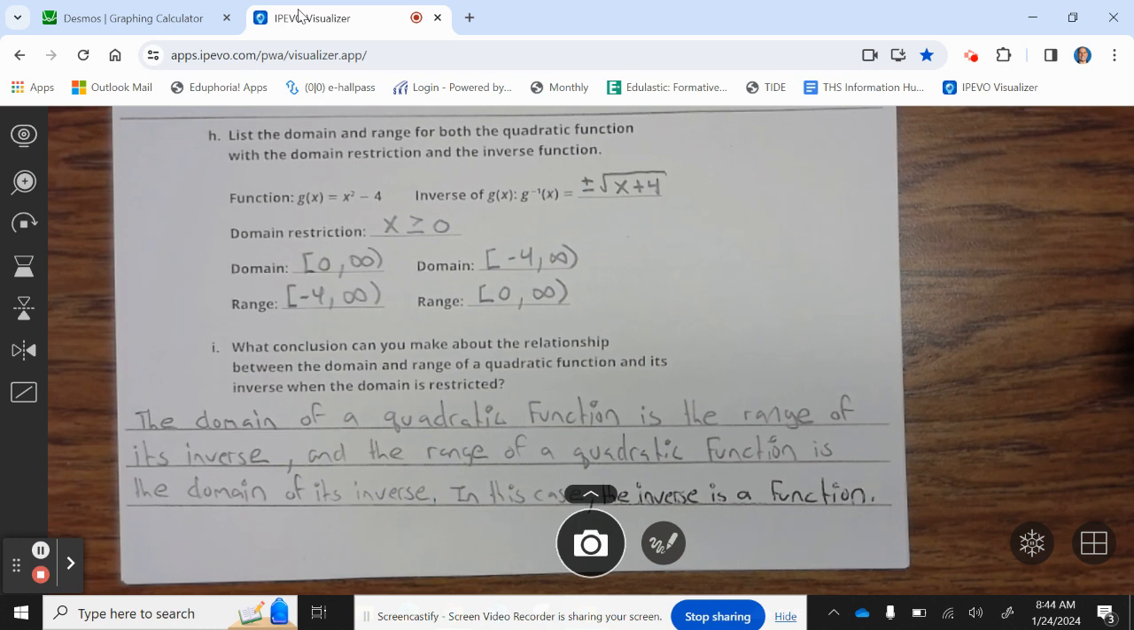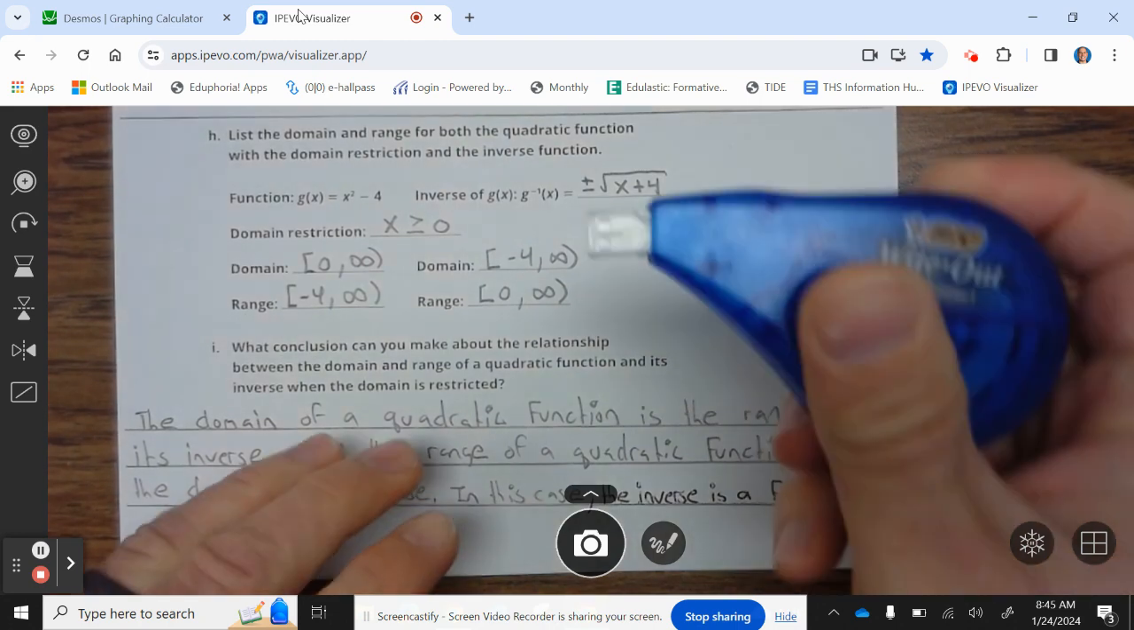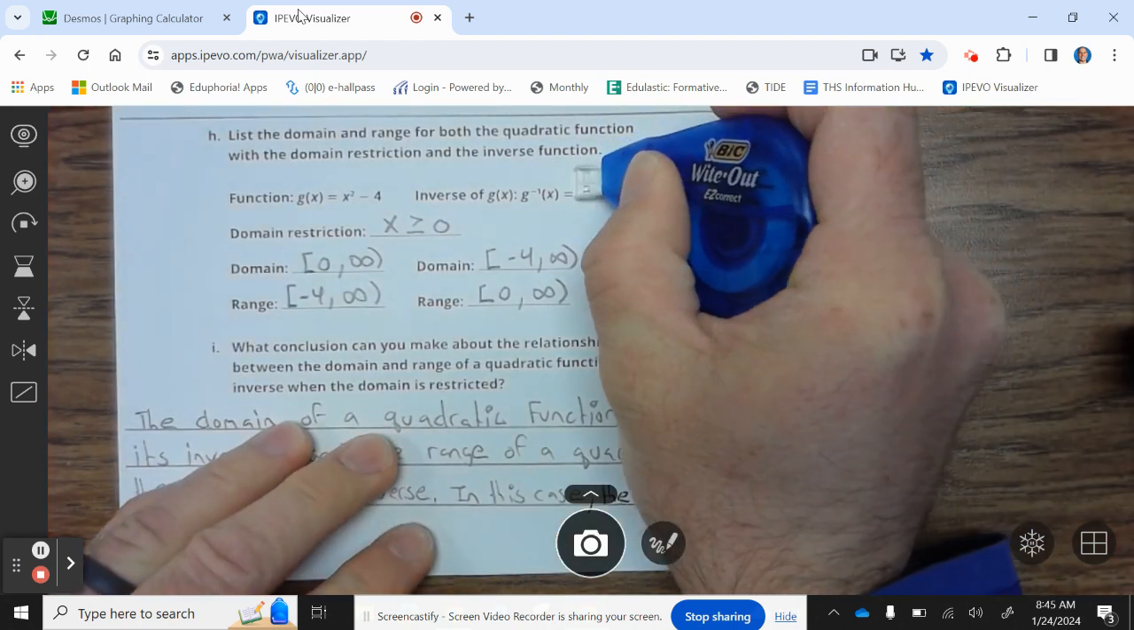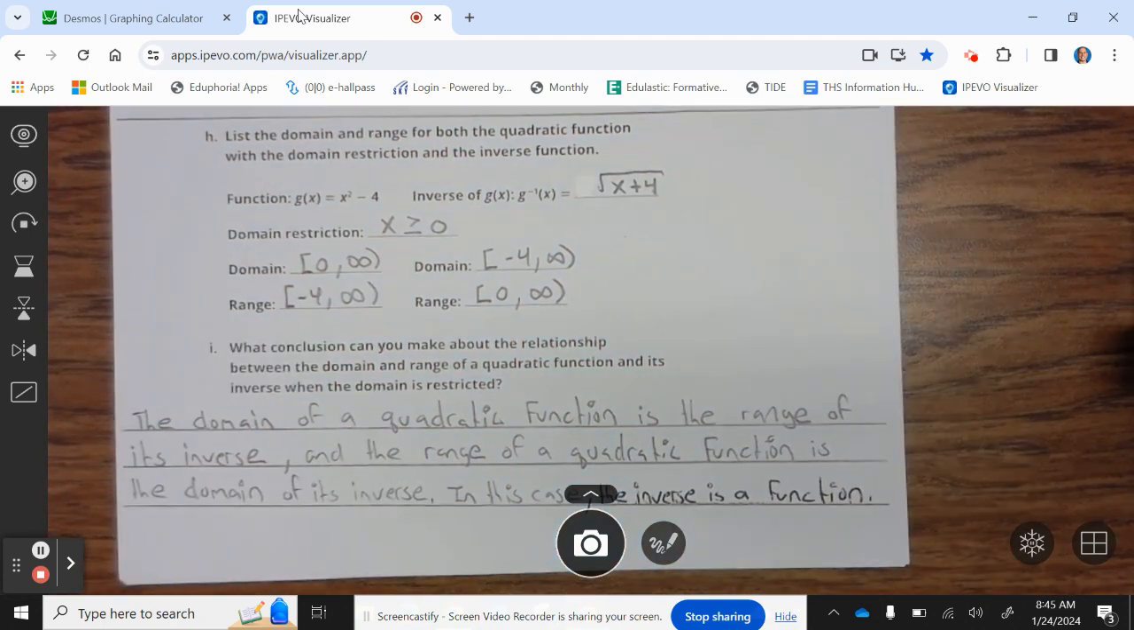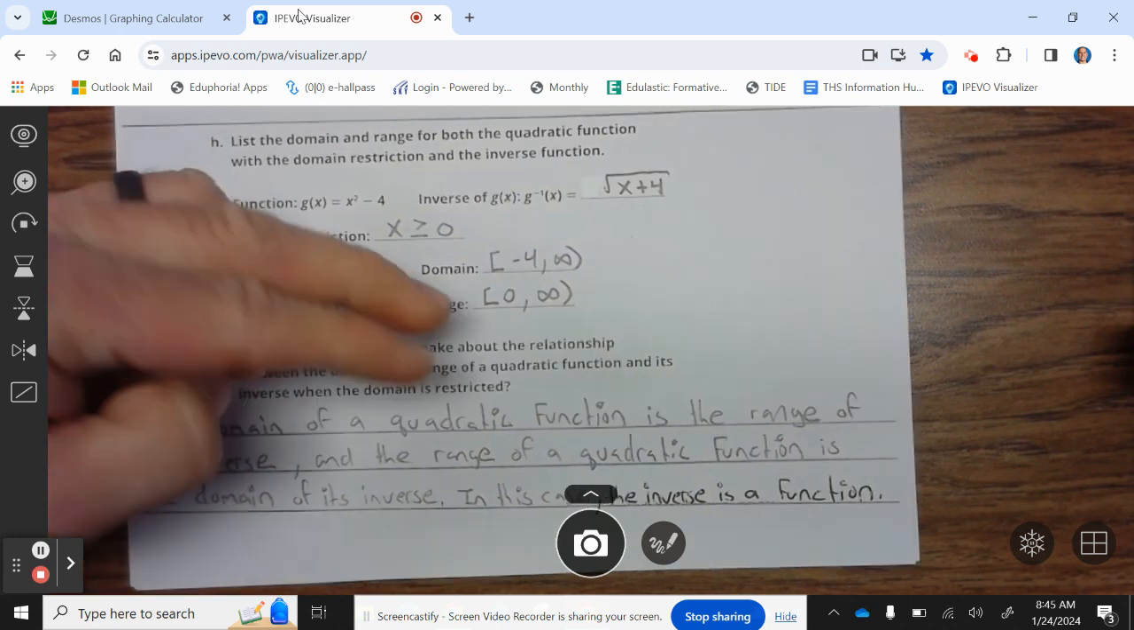The inverse of g of x, g inverse of x equals plus or minus the square root of x plus 4. With the domain restricted to greater than 0, it would just be the square root without the minus. The domain would be bracket negative 4 to infinity, and the range would be bracket 0 to infinity. Notice again, with the inverse, the domain and range switch.